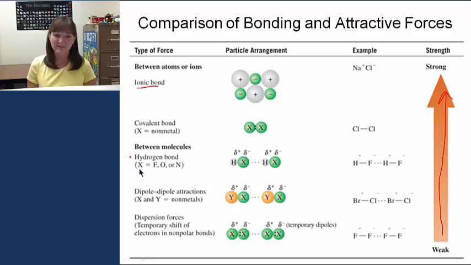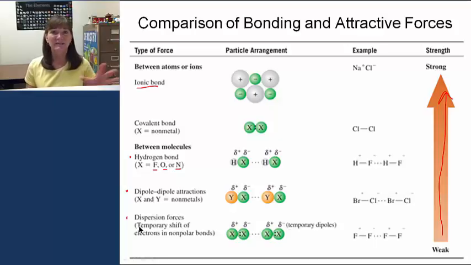The criteria for that is you need a hydrogen bonded to fluorine, oxygen, or nitrogen. The next strongest is our dipole-dipole attraction, and that happens between polar molecules. And then our weakest attractive force is dispersion forces, and that happens between nonpolar molecules.